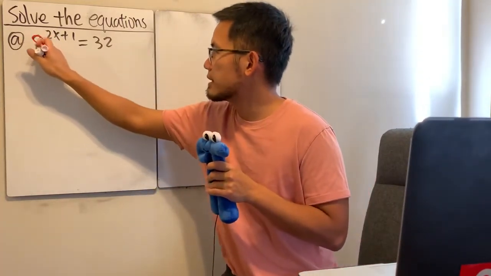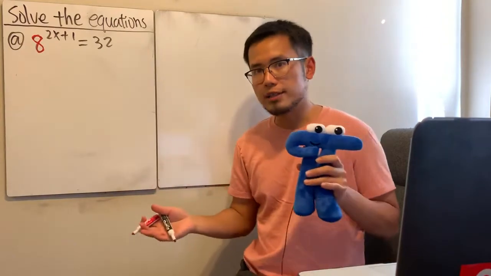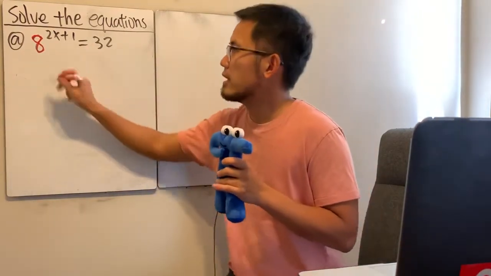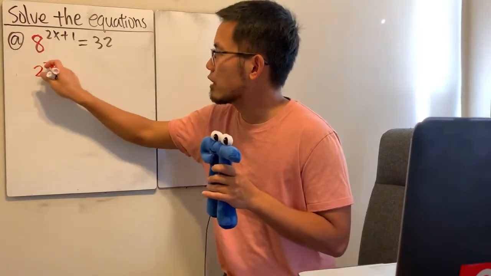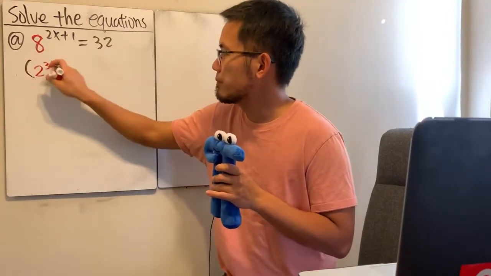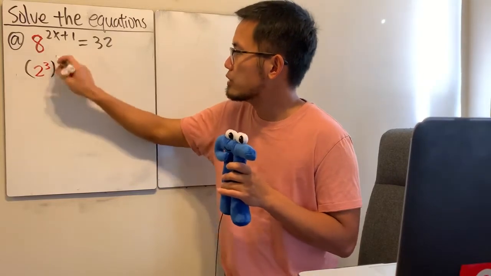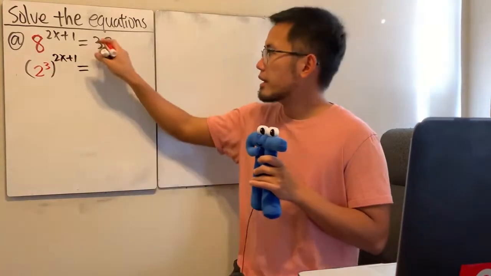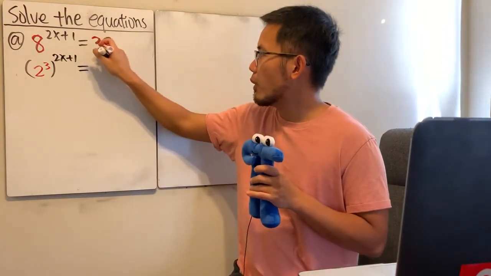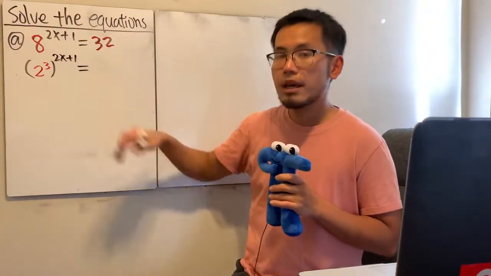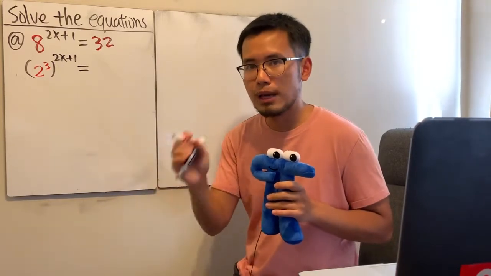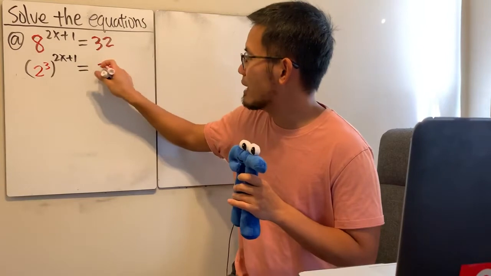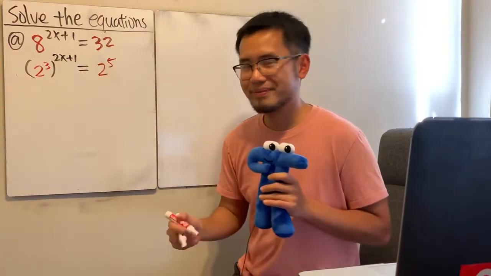Here we have 8. And how can we break down 8? Well, we know 2 times 2 times 2 is equal to 8. So we can write the 8 as 2 to the third power, and then we just continue. We put this raised to the 2x plus 1 power, and that's equal to 32. We will also have to break it down. 32 is 2 times 2 times 2 times 2 times 2, 5 of them. So this is the same as 2 to the 5th power.